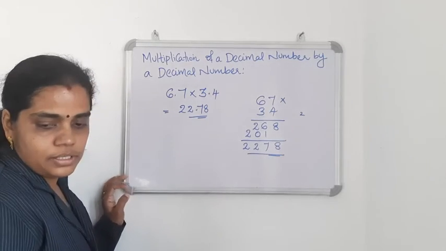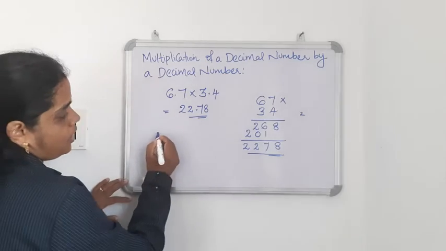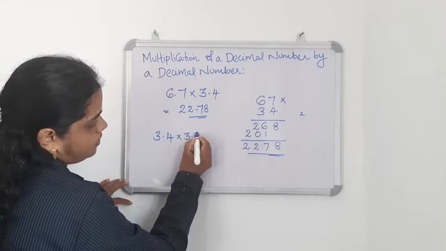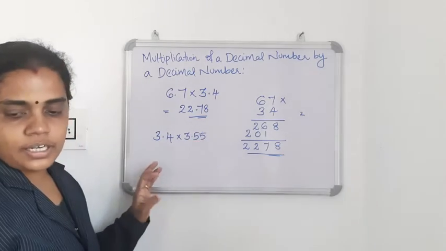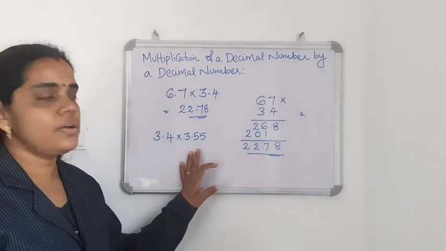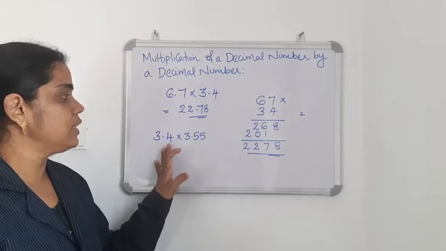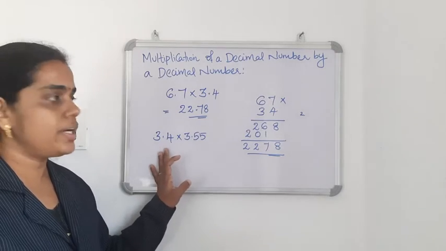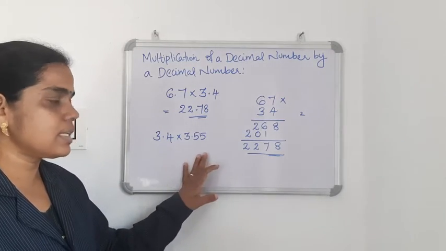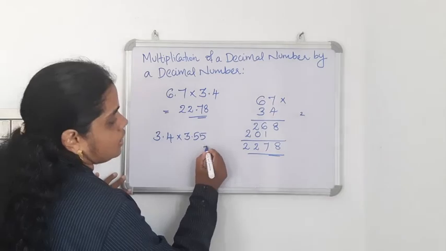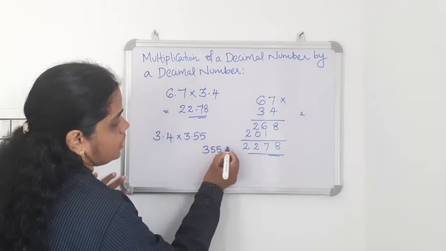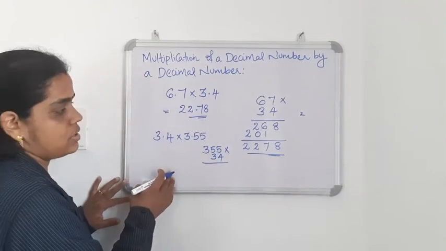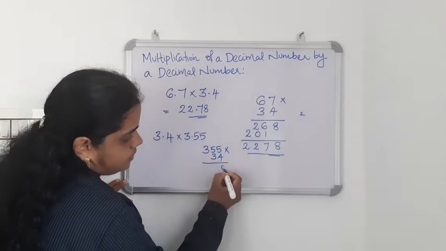One more example, we can take 3.4 into 3.55. Here also, this is a decimal number, this is also a decimal number. First we avoid the decimal. So what are the numbers here? It is 355 into 34. These are the two numbers. Then multiply here.